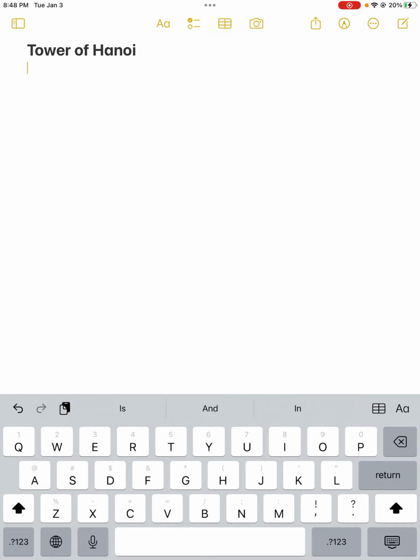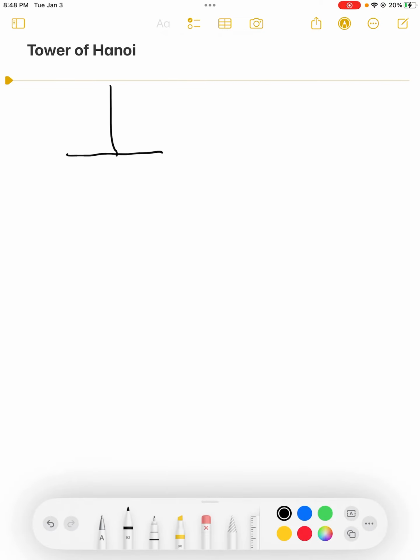The Tower of Hanoi problem is this: you have three pegs, and on one of the pegs you have rings from the smallest to the largest, from top to bottom. We'll call it a tower, and you have to move this tower, moving the rings from the top, entirely to a different peg.